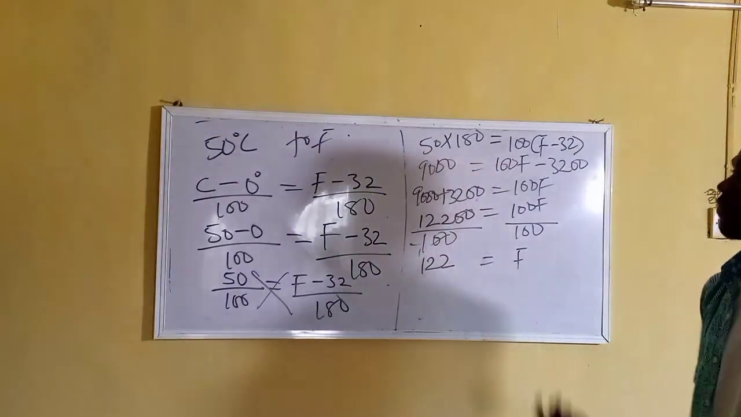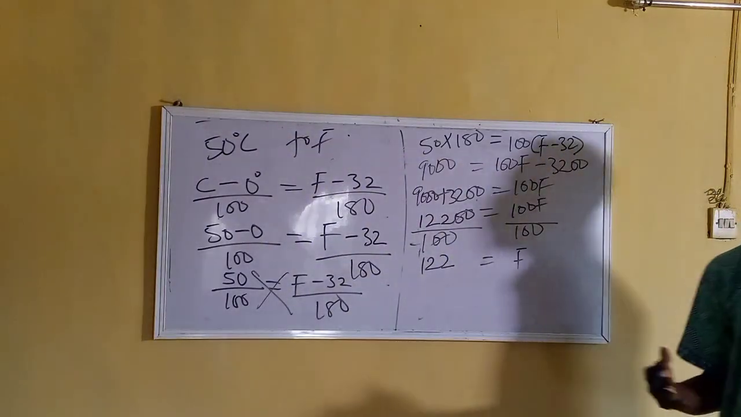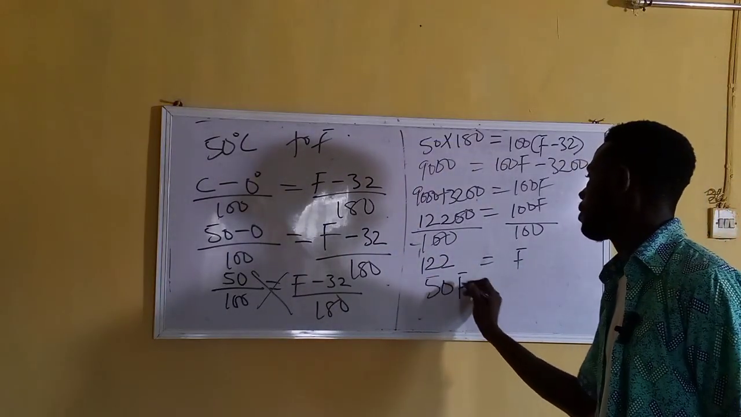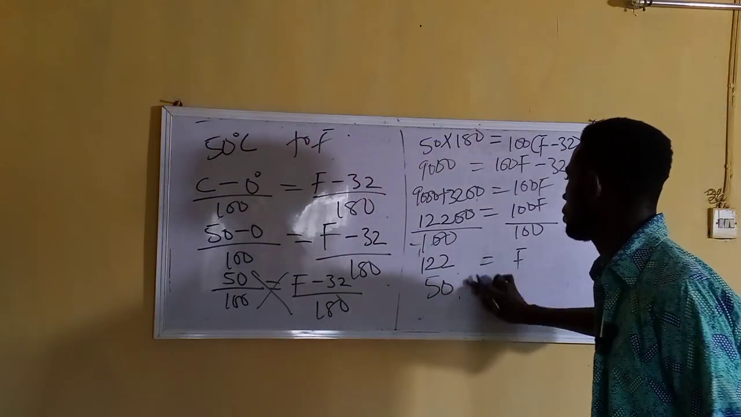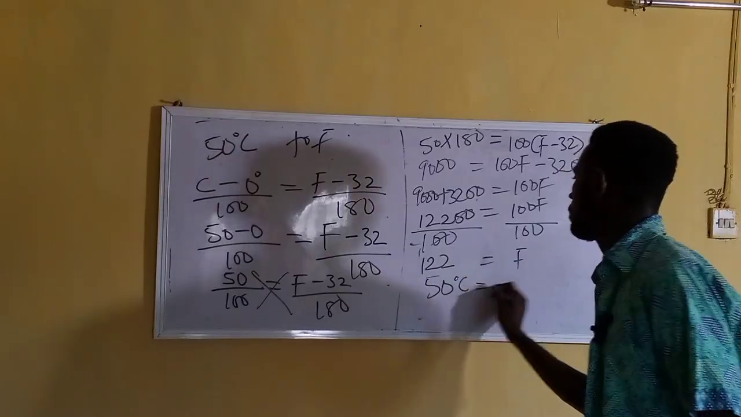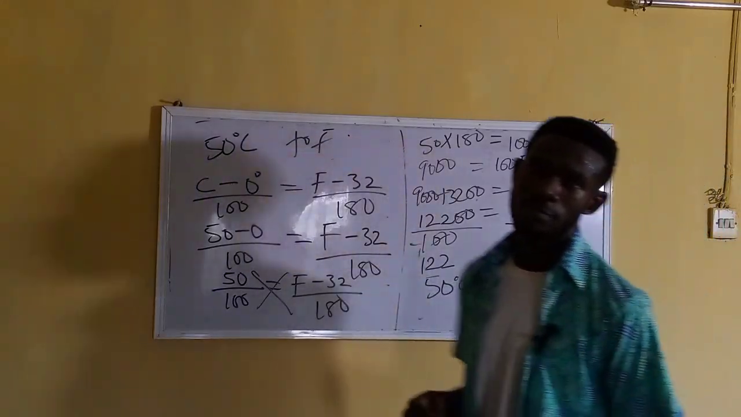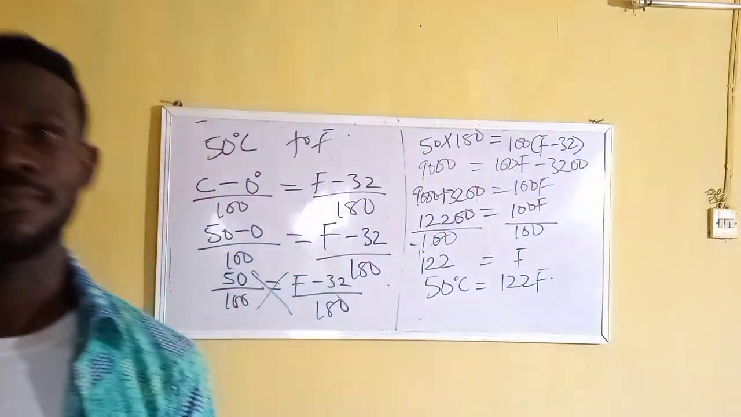So that means if I was to convert 50 Celsius to Fahrenheit, my 50 Celsius is equivalent to 122 Fahrenheit. That's how to go about it.